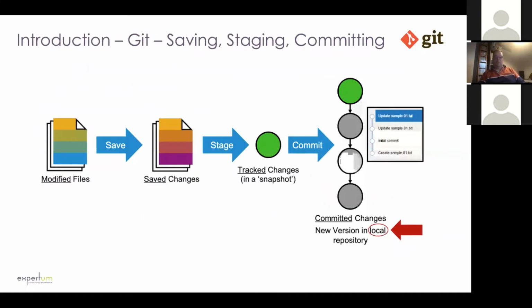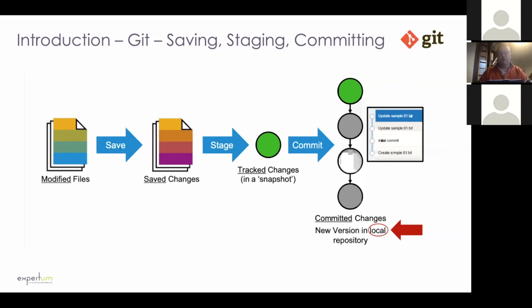So how does that work? Just a quick little view. You create files or you modify them, but then you save them. So then you've got your saved changes. They are still in your container. Then you want to put them in a version control system. You have to stage them. And when you stage them, they are tracked changes that are going to be tracked by Git.